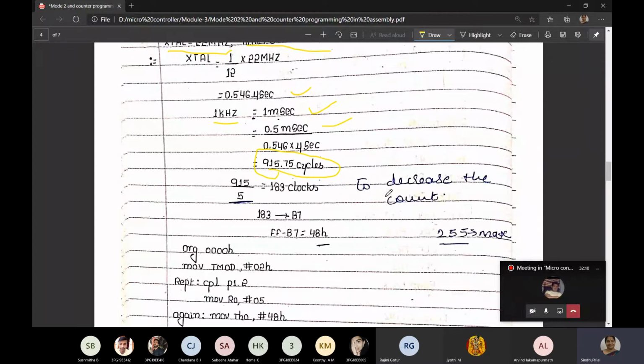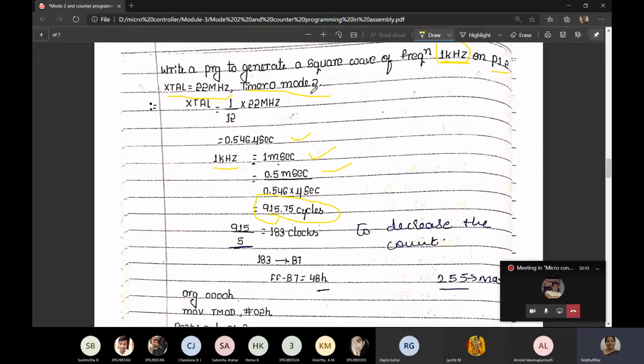See here, it is 915 and it is in mode 2. Mode 2 is only 8 bit. 8 bit means the maximum it can take is only 256. Here the number is 915. It will not fit, so the timer will not work. So what you have to do is bring this number down to a smaller number. You can go any way you like. Here they have divided the number by 5. That is important. You can go with any other number also. It will be taken as a loop, so it will be executed 5 times.